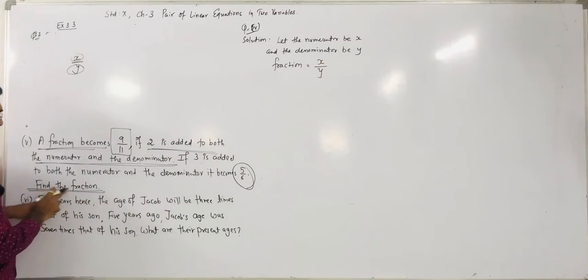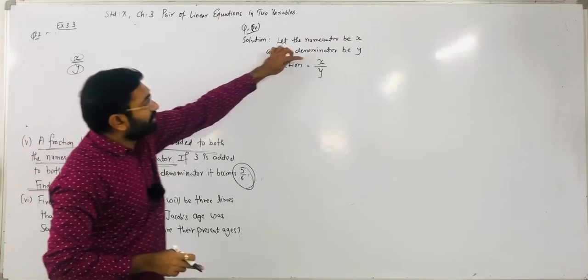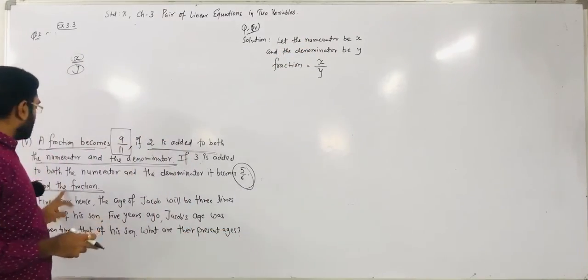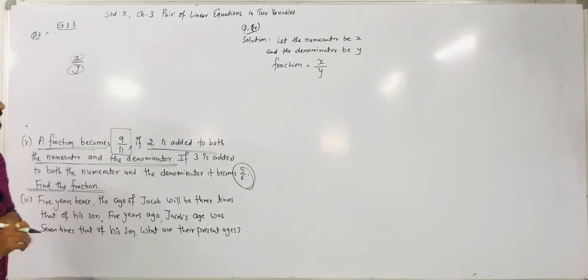We have to find out the fraction. It means we have to find out the x value and the y value. We have to put them here, so we get the given question's answer. Okay, the fraction we can find out. So here we have to make a linear pair of equations in two variables.